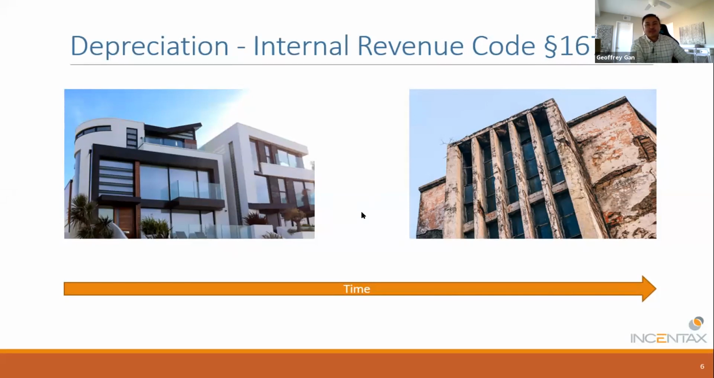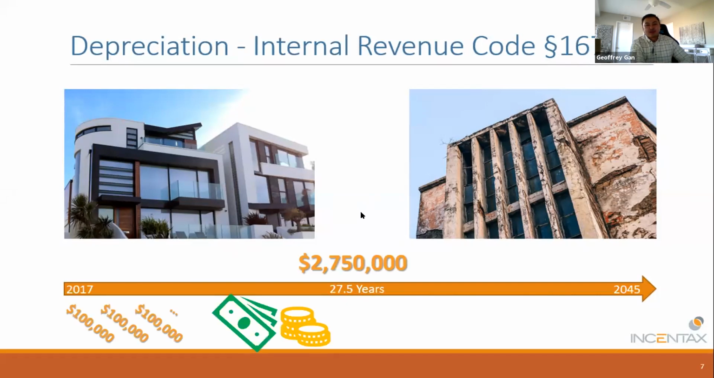And so in a residential rental property, an asset like this depreciates over 27.5 years. Commercial properties depreciate over 39 years. So there's a little bit of a difference there. In this example here, we'll say that this luxury home was purchased back in 2017. The current year, of course, is 2020.